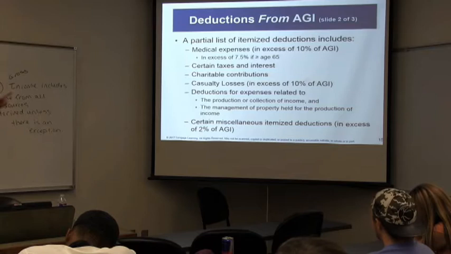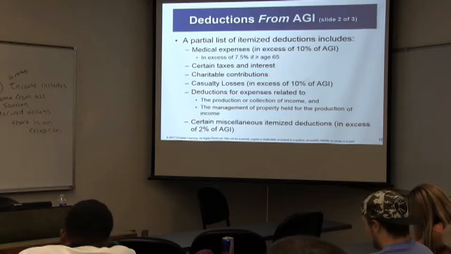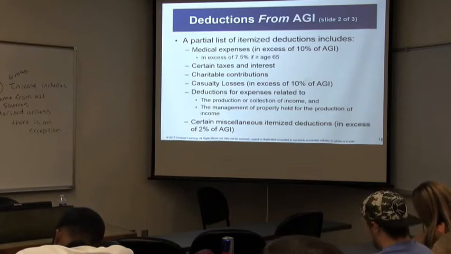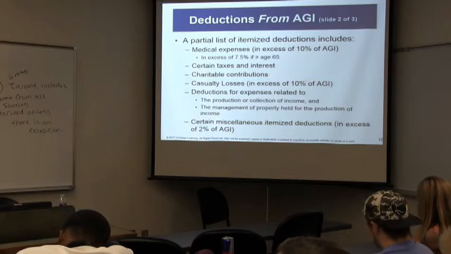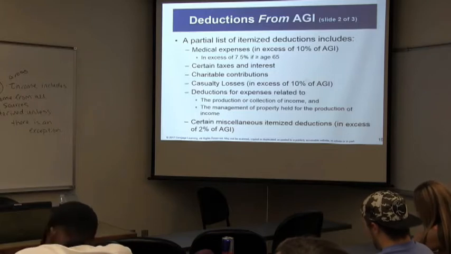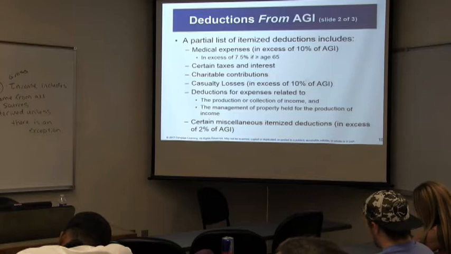The big ones that you see that are itemized: taxes and interest, so mortgage interest, property taxes, things like that. Charitable contributions are a big itemized deduction. Medical expenses, casualty losses, and if you pay someone to prepare your taxes, that's an itemized deduction. Investment expenses are an itemized deduction. Gambling losses. Hobby losses.